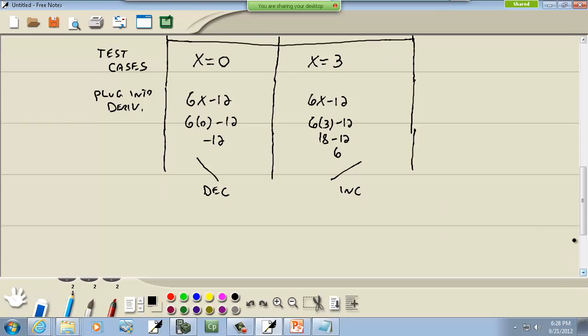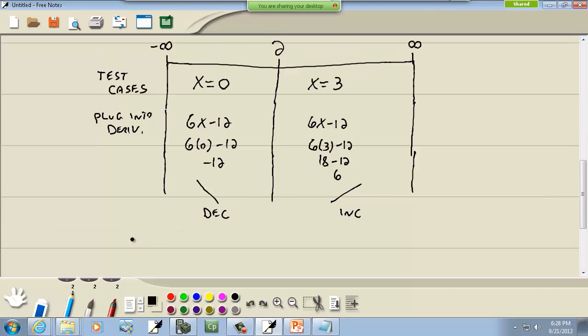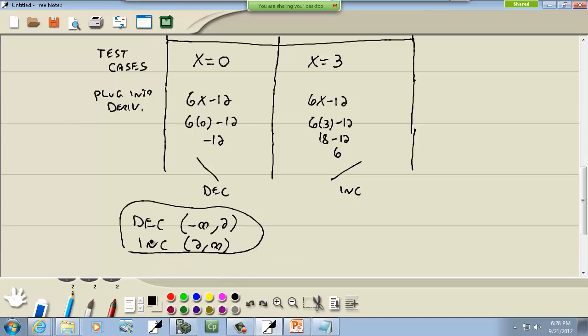So our answer here: it's decreasing from negative infinity to 2. And then it's increasing in this interval from 2 to infinity. And those would be our answers in terms of finding out where it's decreasing and increasing.